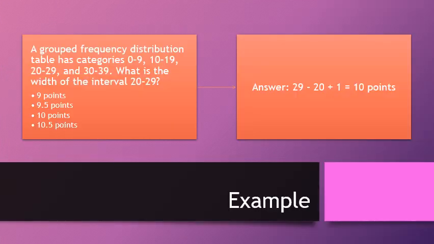All right, here's another example. A grouped frequency table has categories 0 to 9, 10 to 19, 20 to 29, and 30 to 39. What is the width of the interval from 20 to 29? And here are your 4 choices: 9 points, 9.5, 10, or 10.5. Remember, to find the width of the interval, you always have to do the highest number minus the lowest number plus 1. So you would get 10 points as the answer for this problem.